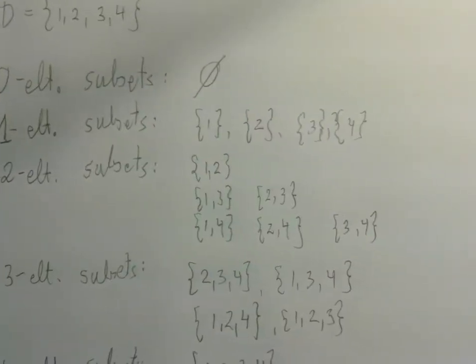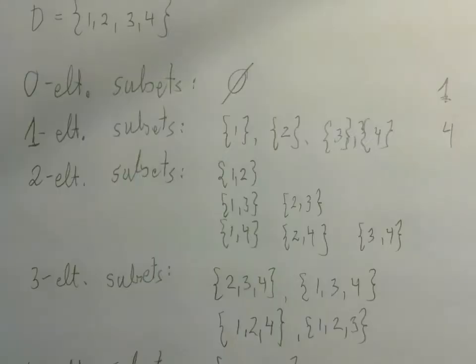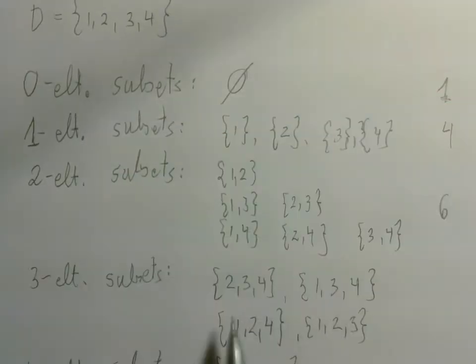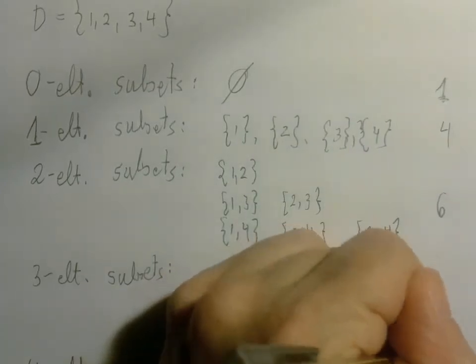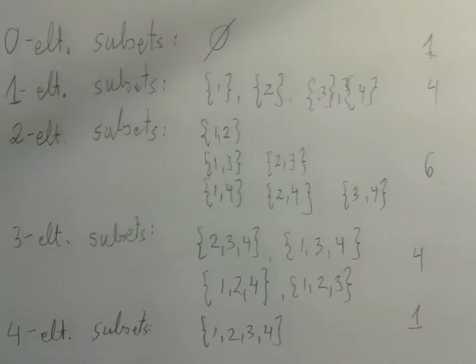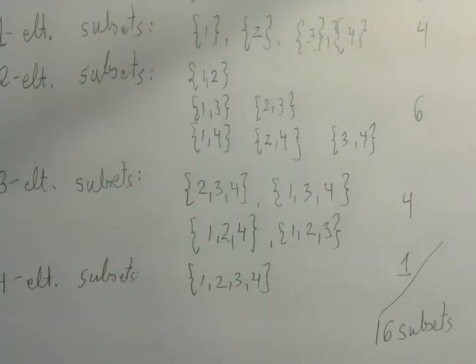So let's see. For 0-element subsets, we had 1. For 1-element subsets, we had 4. 2-element subsets, we had 6. 3-element subsets, we had 4. And just one 4-element subset in a 4-element set. So altogether, we have 16 sets.